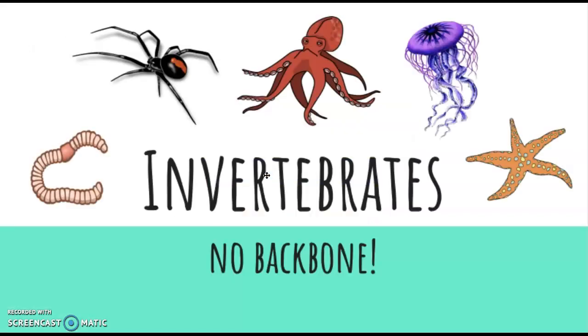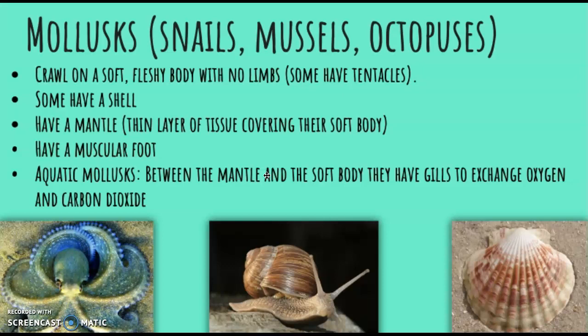Today we are going to start off with mollusks. Mollusks include snails, mussels, and octopuses. They can live in aquatic environments, or they can also live on land environments as well. They usually have a soft, fleshy body without limbs. Some of them do have tentacles, though. Some have a shell, some don't. They usually have a mantle, which is a thin layer of tissue covering their soft body. Since they have a fleshy body, they need that extra protection. To help them move, they have something called a muscular foot. It helps them grab along the ground and move themselves from one place to another.